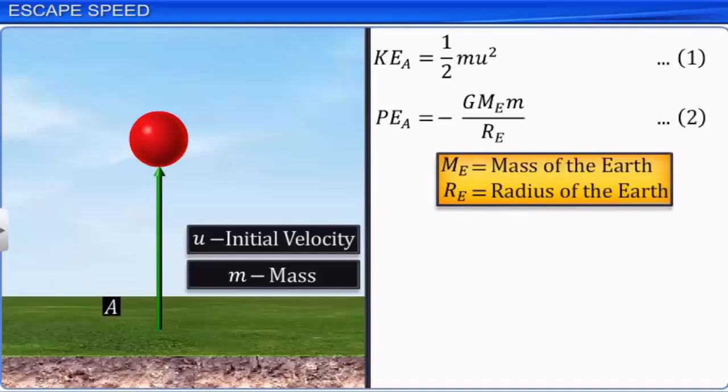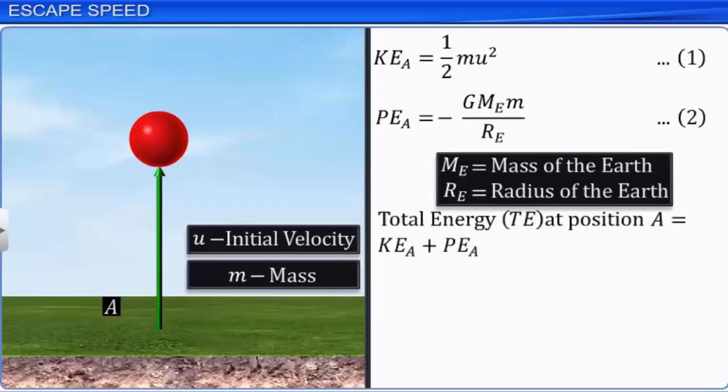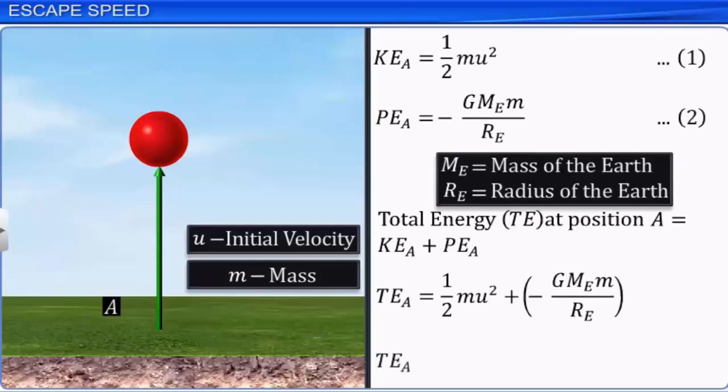Thus, the total energy of the body on the surface of the Earth when it is projected vertically upwards is the sum of its kinetic and potential energies, and is denoted by the expression TE_A is equal to half m u square minus G M_E m divided by R_E. Let this be equation 3.